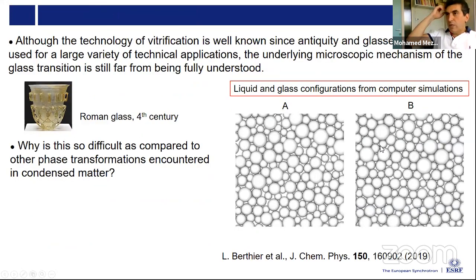The technology of vitrification has been well known since antiquity, and here is a beautiful example of Roman glass from the 4th century. Glasses are also widely used in a variety of technical applications. For example, on the Hubble telescope, you have a very large glass lens. But still the underlying microscopic mechanism for the glass transition is far from being completely understood.